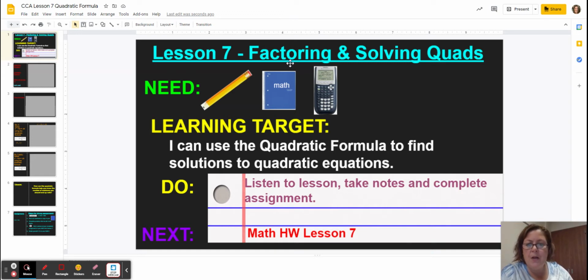All right, so here we are. This is lesson 7 in our unit on factoring and solving quadratics. Today we're going to learn something called the quadratic formula, and it's going to help us find the solutions to quadratic equations. If you've received any help from somebody within this unit, they may have talked to you about the quadratic formula. As always, follow along with the lesson, take notes, and when you're finished, you'll get a worksheet to do for this lesson.